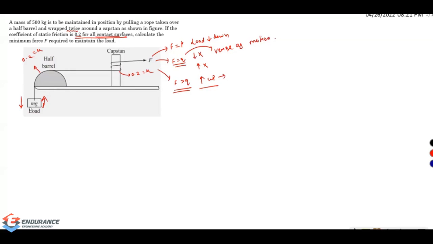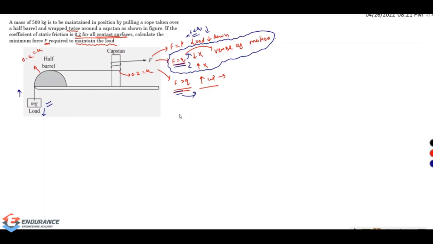So ultimately, what is the question here? The question is, calculate the minimum force F required to maintain the load. So they are asking us to find out this condition: what is the force F I need to apply so that this load will be maintained at the position, which in other words means it is at the verge of motion. If this force is less than Q, then it will start moving down. If it is greater than Q, it will start moving up.